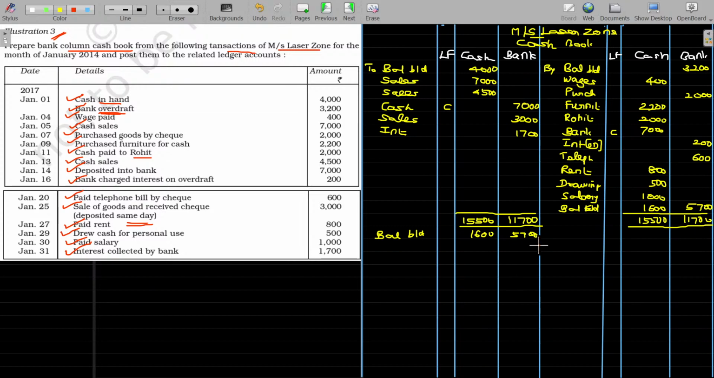Now I'm going to post these into the ledger accounts. Clear?